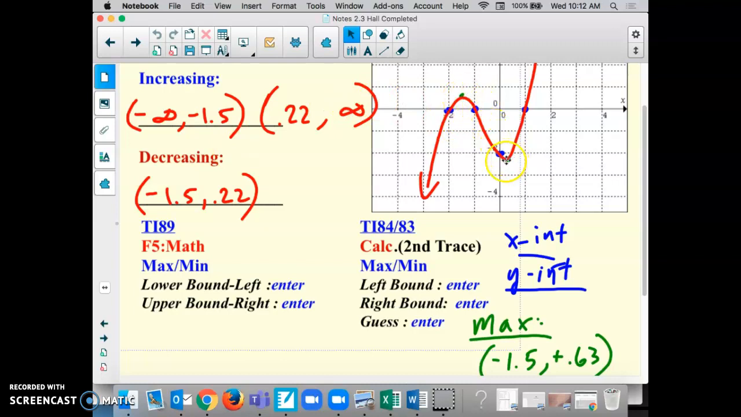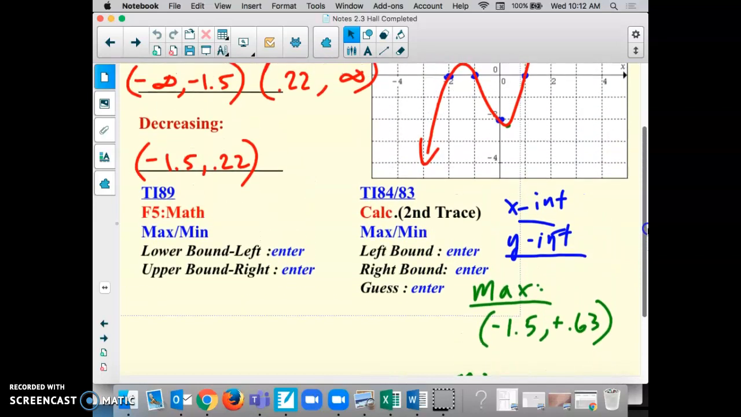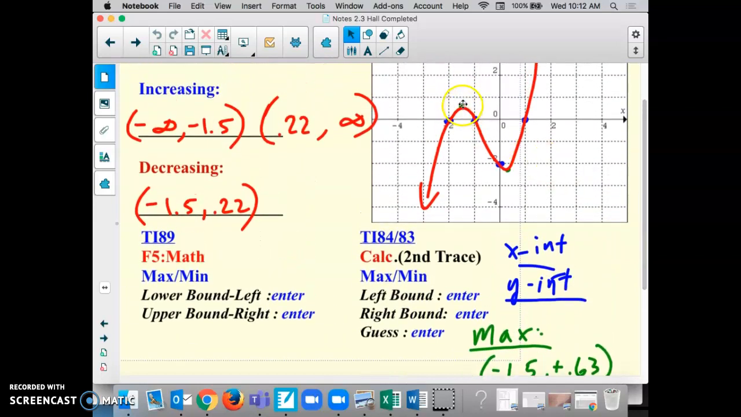And I found this minimum point right here. I wrote it down below. Minimum is (positive 0.22, negative 2.11). The x value is what's important. All right, so I use 0.22. So it's decreasing from the x value negative 1.5, and then decreases down to 0.22. And then one more increase, 0.22 to infinity, it's increasing.